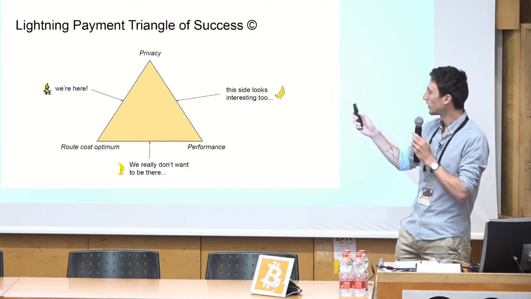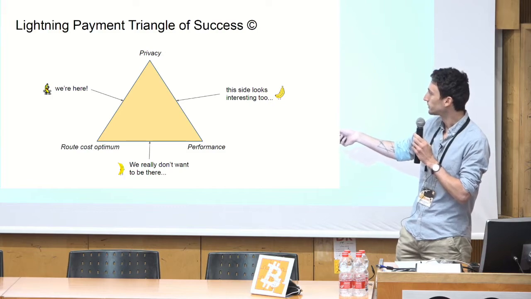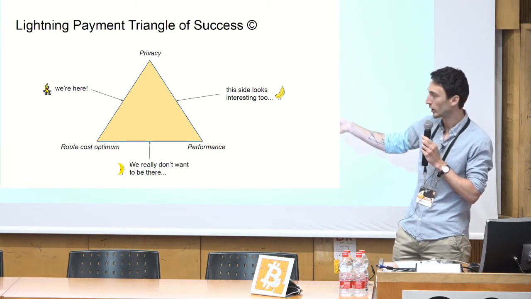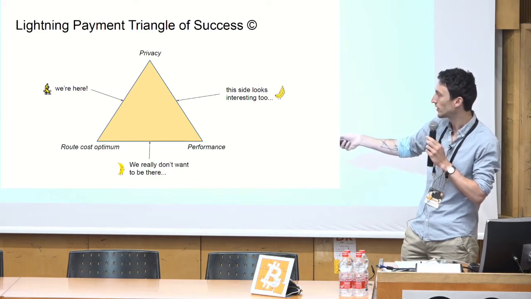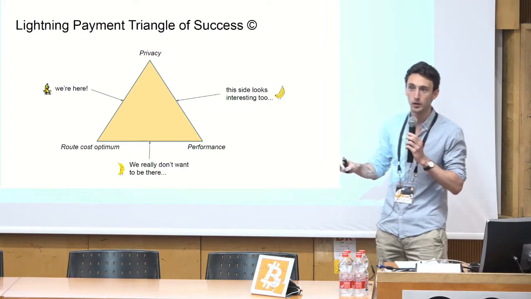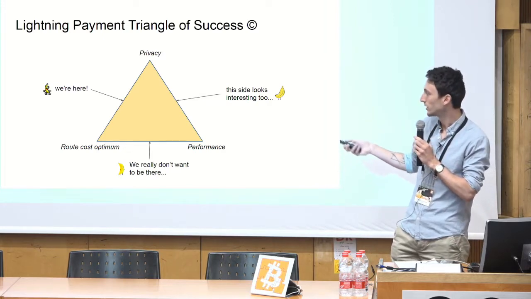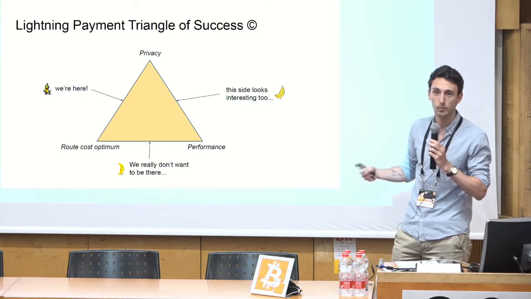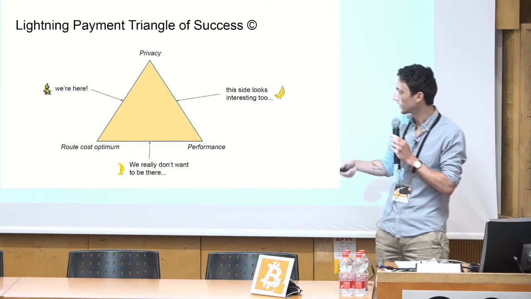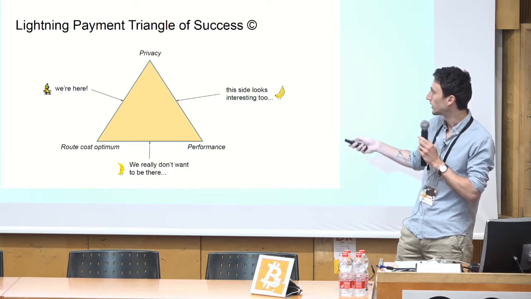Right now, we are on that edge on the left, where we're able to achieve good privacy and route cost optimum. Route cost optimum means that since you have all the information of everyone's fees and log time delta, you can choose to minimize your fees by just running simple graph pathfinding algorithms. And it's important to note that we're not exactly at the middle of the edge.